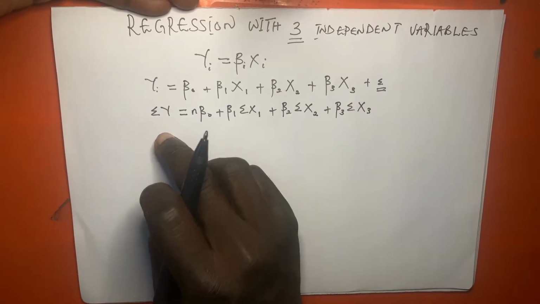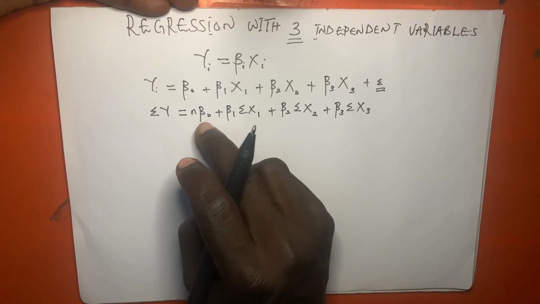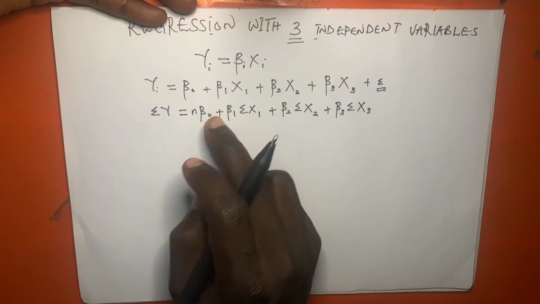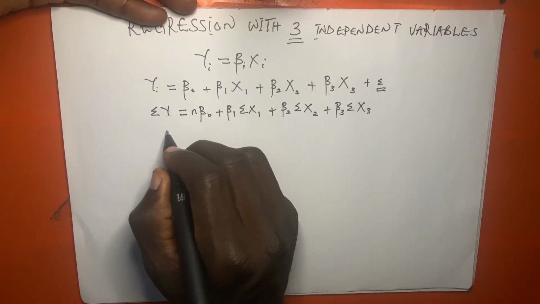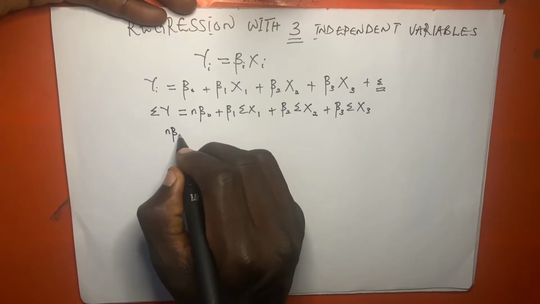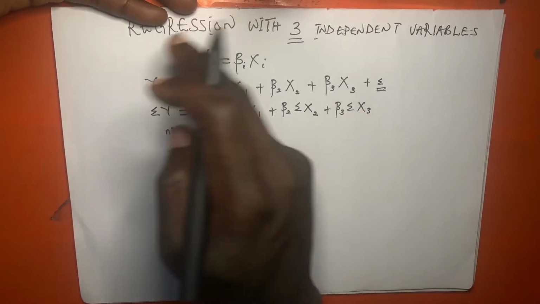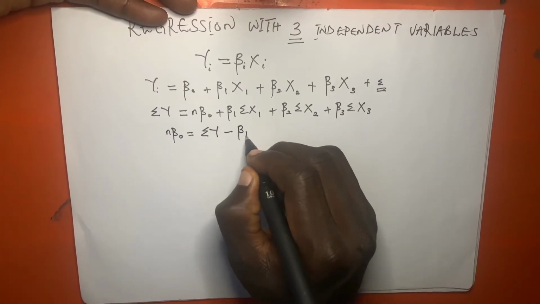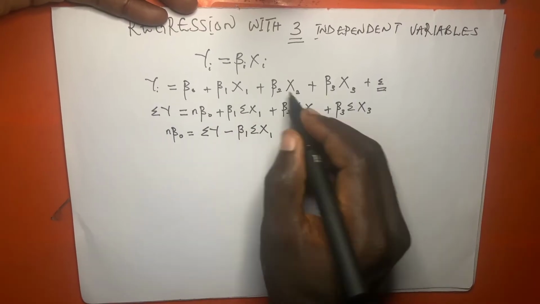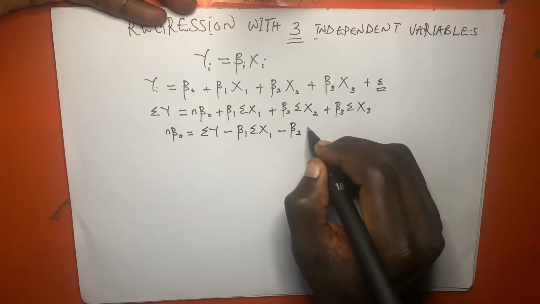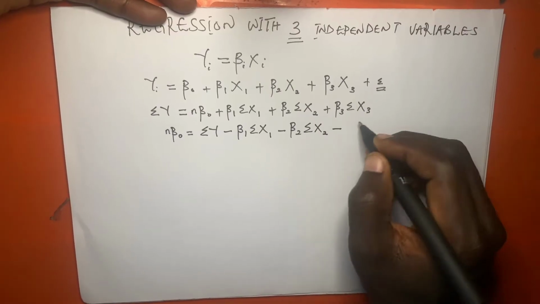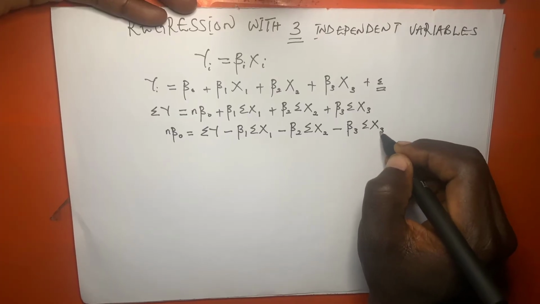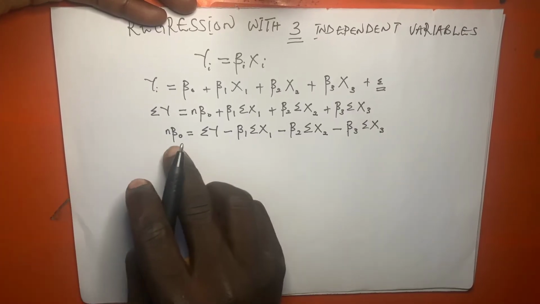Don't forget, we're only using this to get the value for beta naught. All right, what do we do? If you make m beta naught the subject, we are going to have m beta naught equals, therefore all of these will move to the other side. Then we have summation y minus beta 1 summation x1 minus beta 2 summation x2 minus beta 3 summation x3.